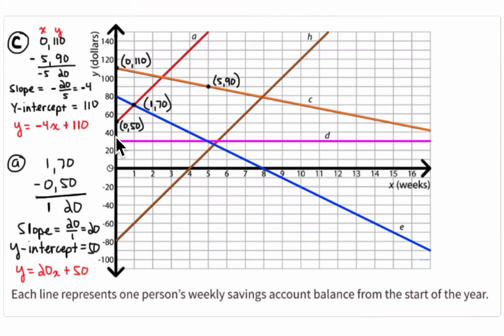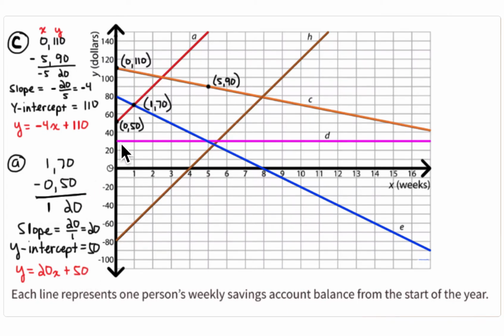So let's look at the next one, which is A. A is a positive slope, so this person is saving money. The amount of money in their account is increasing, and they're starting at $50. So they have $50 in their account, and how much are they saving each week? That's going to be the slope. In 1 week, they save $20. In another week, they save another $20. In another week, they save another $20. So the slope is going to be 20. The y-intercept is 50. So you could actually write the equation from that. Y is equal to 20x, so $20 every week, plus $50 to start with.